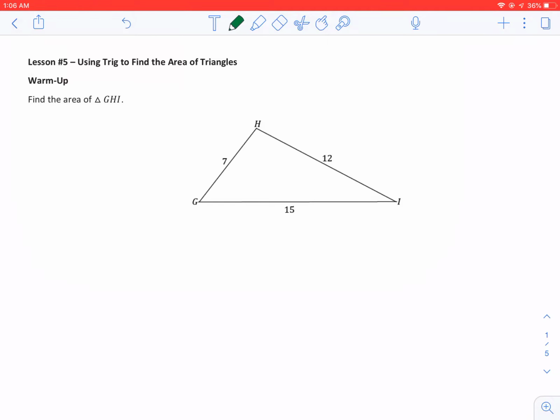Okay guys, today we're going to be using trig to find the area of triangles.